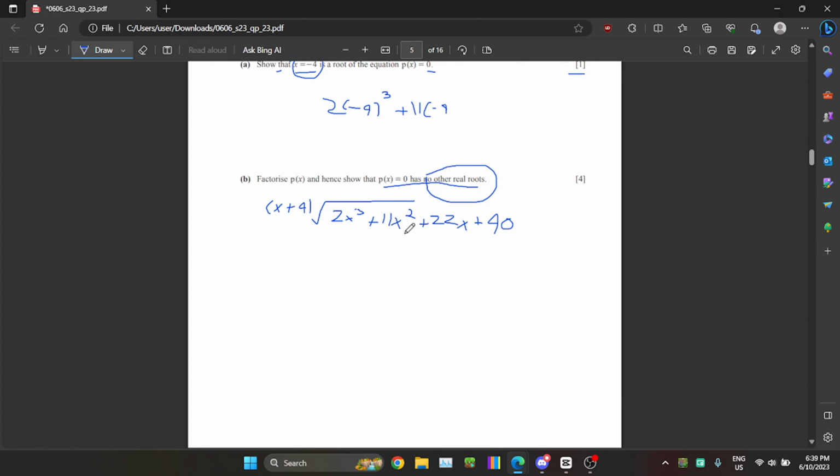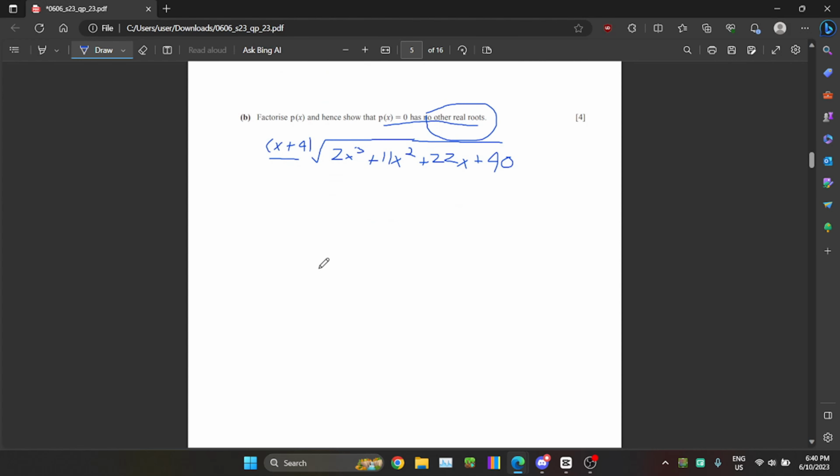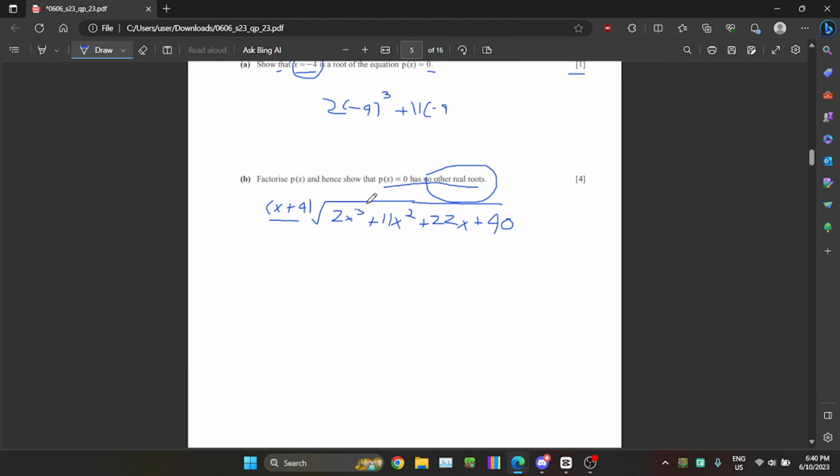I just need to show that this is true. And it's actually very simple. If I divide this whole thing with this, I will get some kind of number that cannot be factorized. That means it can't be a root, and this is the only thing. So, man, do I really want to do this? Okay, fine. 2x3.